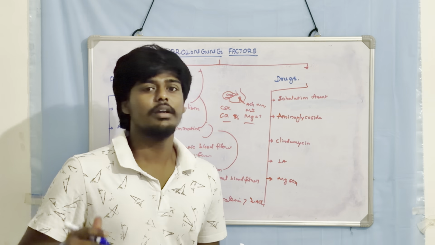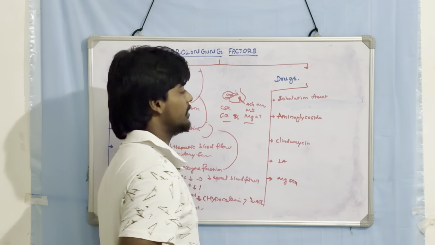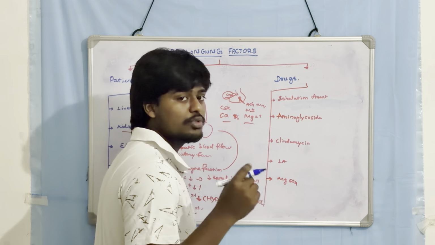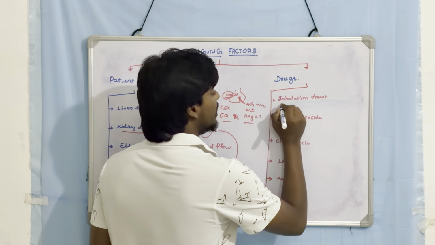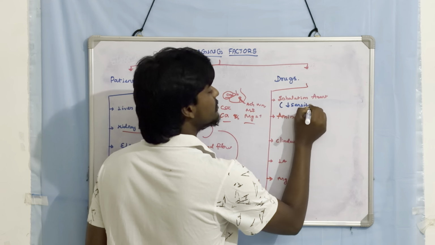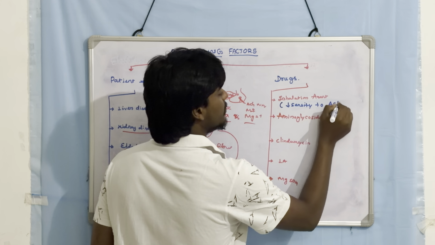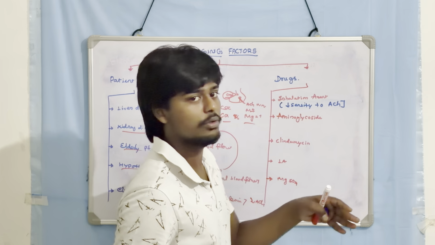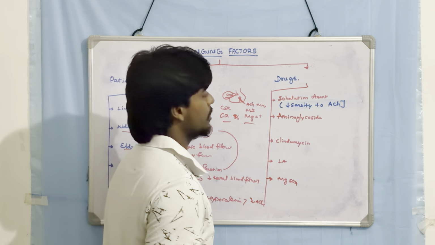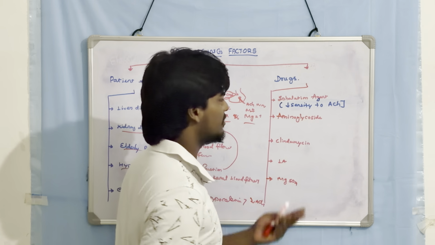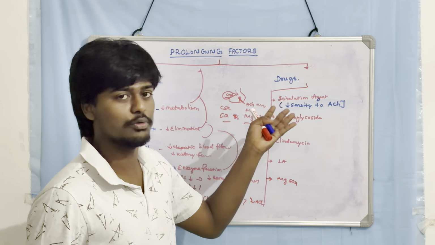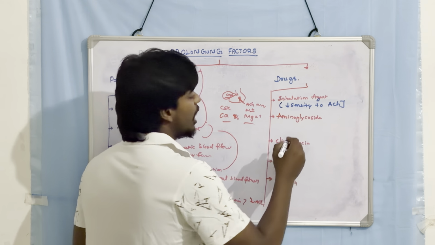Now we will discuss the drug factors. In drug factors, the first one is the inhalation agent. Inhalation agent used along with the muscle relaxant decreases sensitivity to acetylcholine. So acetylcholine is not bound to the receptor. So it prolongs the Vecuronium. But in everyday practice, we use the Vecuronium along with the inhalation agent.